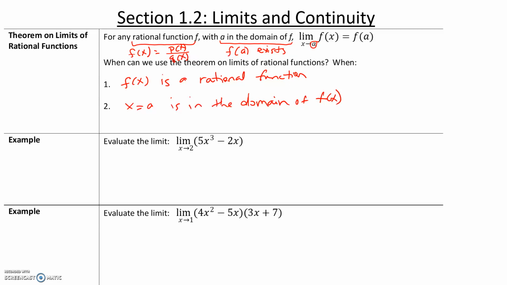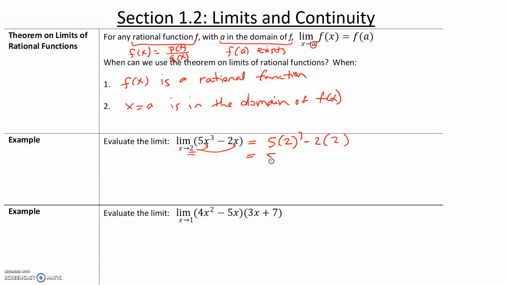Evaluate the limit as x approaches 2 of 5x cubed minus 2x. So let's see, is f of x a rational function? Yes. Is x equal a in the domain of f of x? Well, let's find out. Let's plug it in. And plugging in the a value, the 2, into your function should always be your first step. So the limit is going to be 5 times 2 to the third minus 2 times 2. We're plugging in x equals 2 into the x values here.